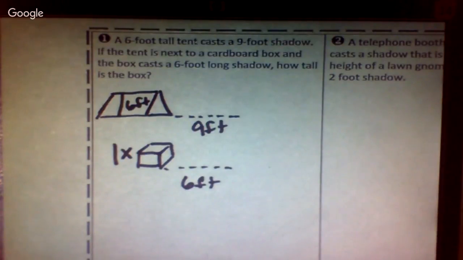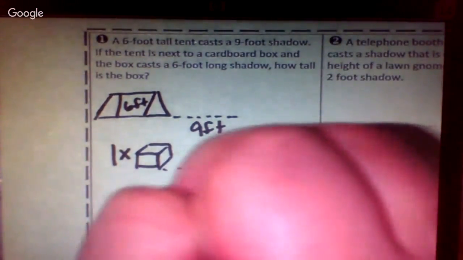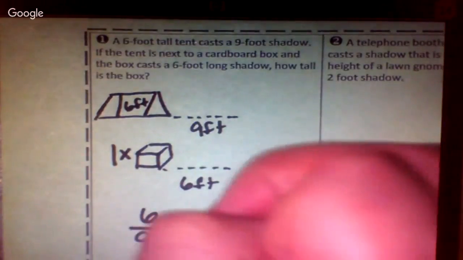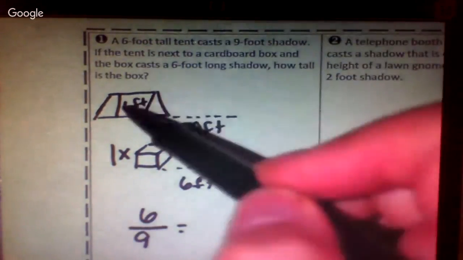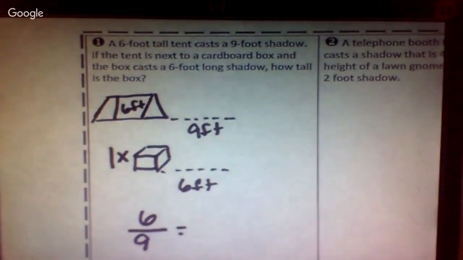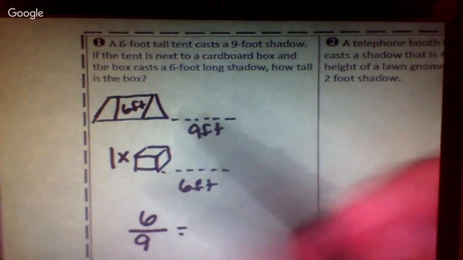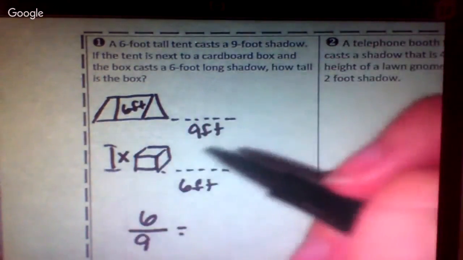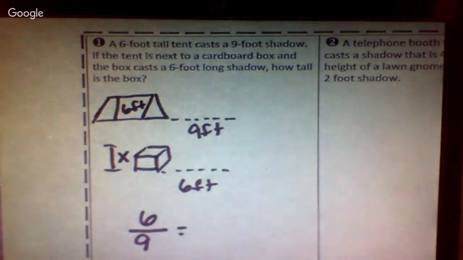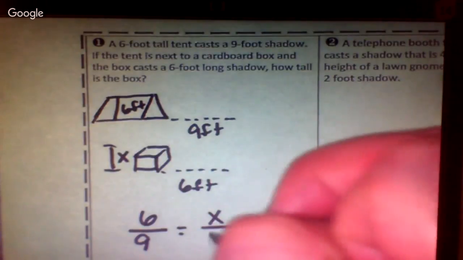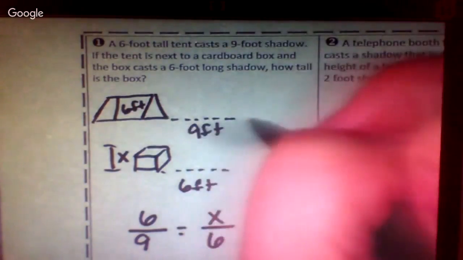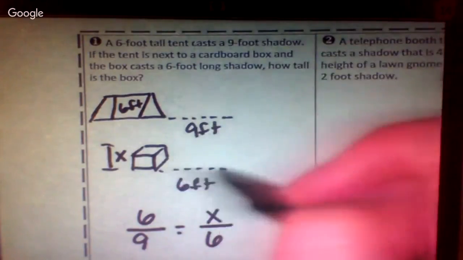Just like we did with your triangles, we can set up a proportion. My tent is 6 feet tall and it casts a 9 feet long shadow. So I did 6 over 9 here. What would I do for the box? This is just showing your height. That's not a number. So I did 6 over 9 here, which means I need to do x over 6. I did the height over the length of the shadow, so I need to do the height over the length of the shadow.